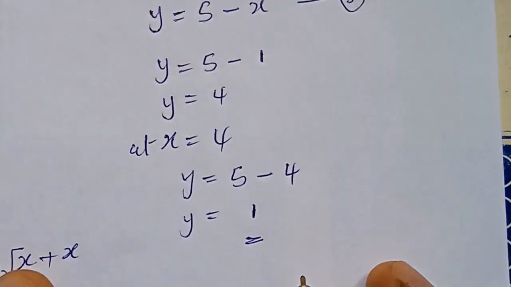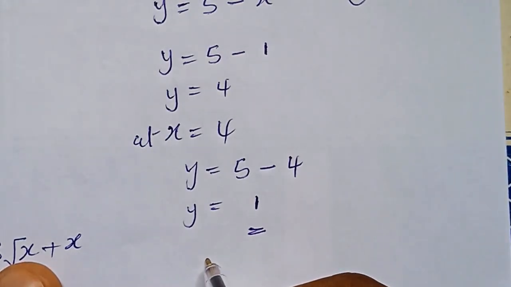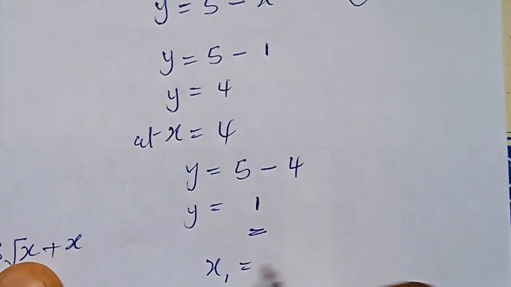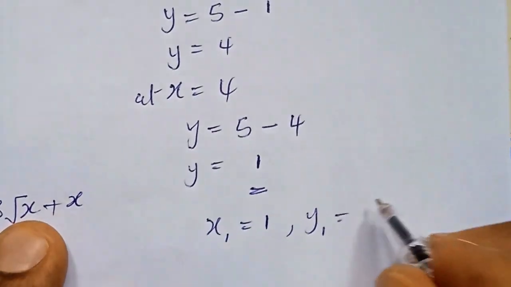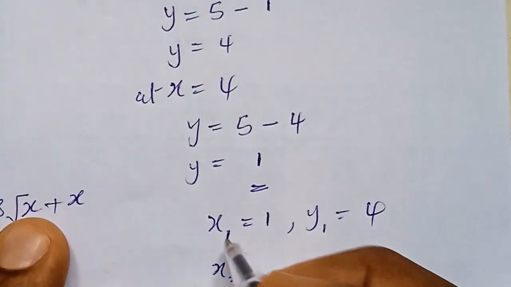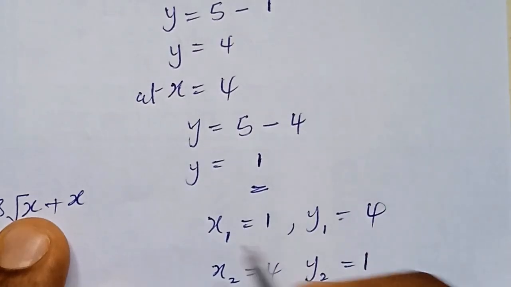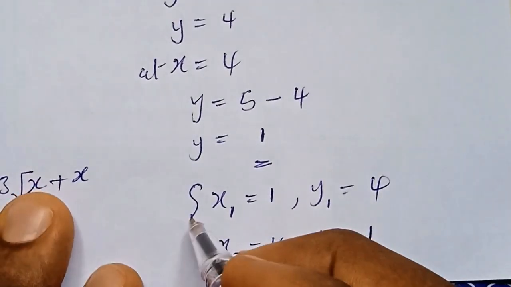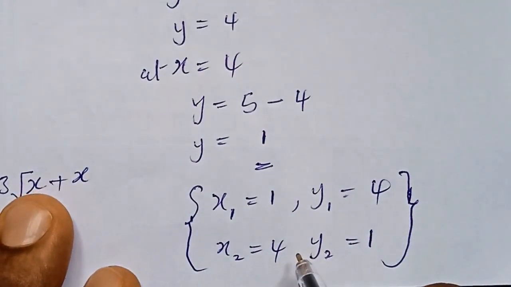So the possible values of x and y that we are asked to find are x1 equal to 1, then y1 will be equal to 4. When x2 equal to 4, then y2 will be equal to 1. So these are our possible values of x and y. Then let's verify this answer.